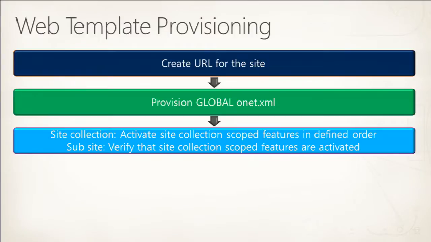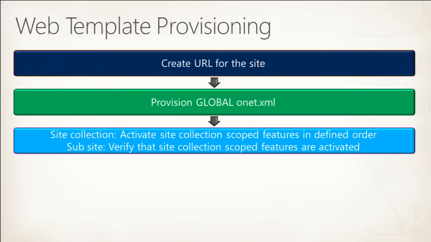The third step is depending on whether you are creating a new site collection or a new subsite. If we are creating a site collection, the site collection scoped features will be activated in the order in which they are defined in the onet.xml file that we created. If we are creating a subsite, SharePoint will verify that all the site collection scoped features are activated on the site collection. If they are not, site creation will fail. And this is a change from SharePoint 2007.